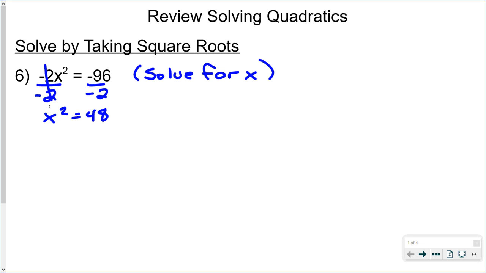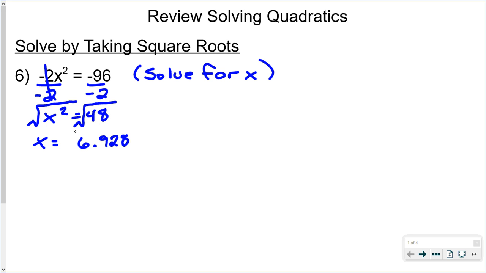And now to solve for x, you take the square root. So the square root of x squared is x. And whatever you do to one side, you have to do to the other. So I take the square root of both sides. This is going to be an irrational number, so it's a decimal that continues on forever and ever. And I'm going to round it to the nearest thousandth. And so x equals, when you put this in your calculator, you get 6.928 rounded to the nearest thousandth.